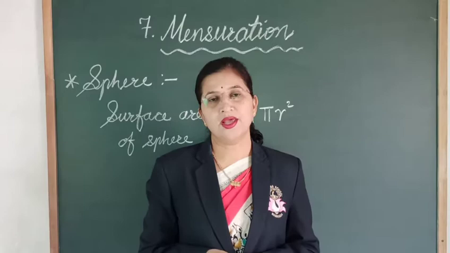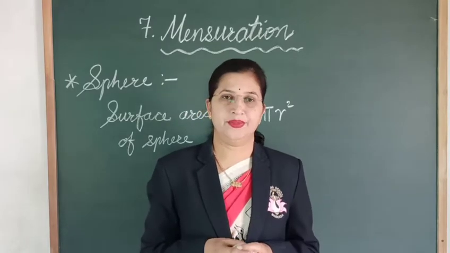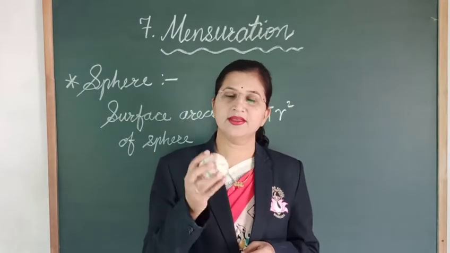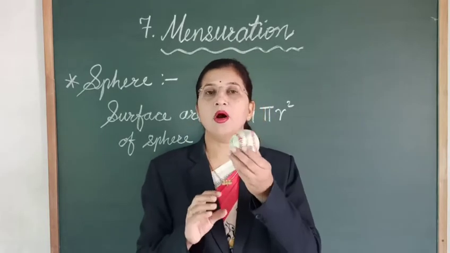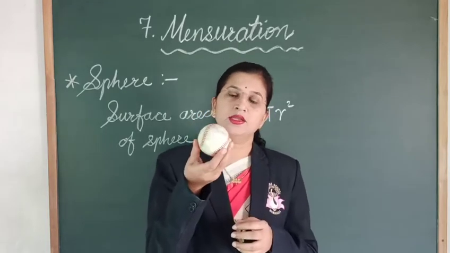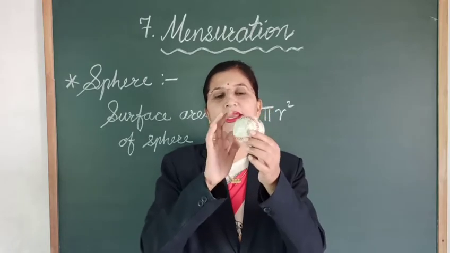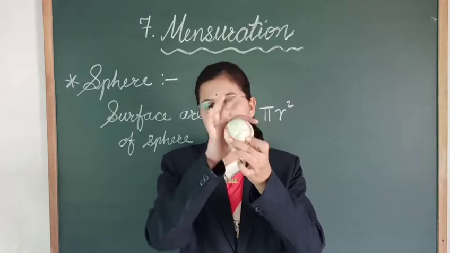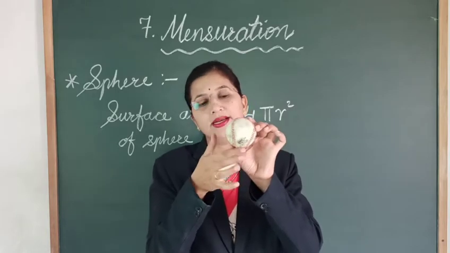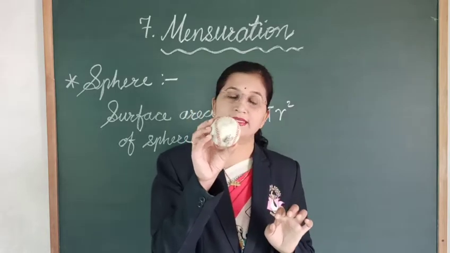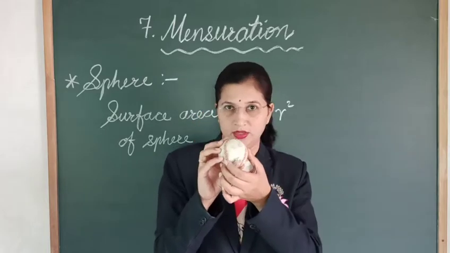Now dear students, we are going to study the sphere. Sphere is a well-known object for you, right? That is a ball. Ball is a sphere. For a ball you can see it has only one surface, and that is also a curved surface. From all its sides, the ball, the sphere, is curved only.